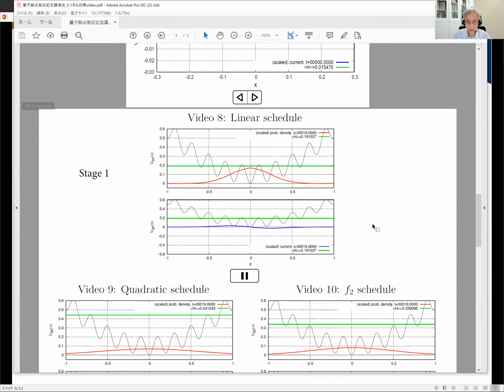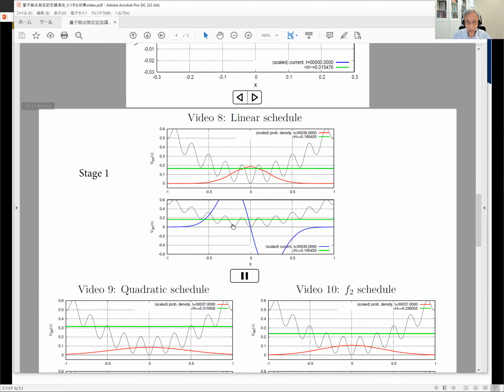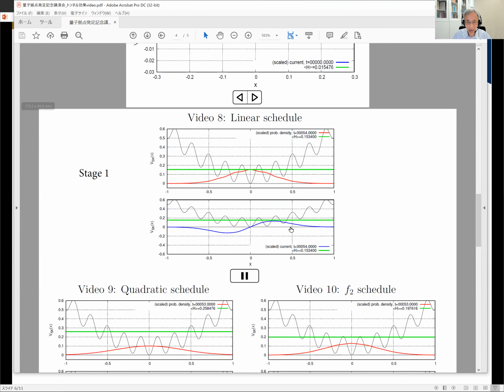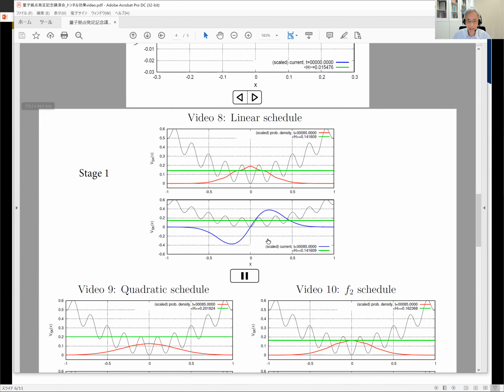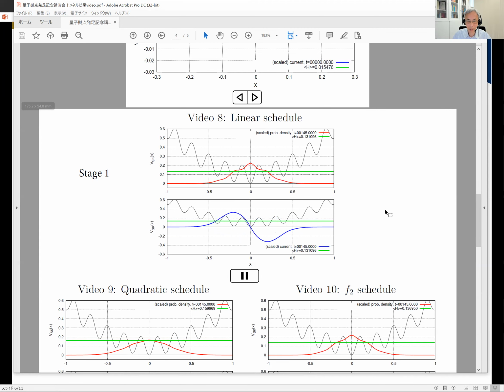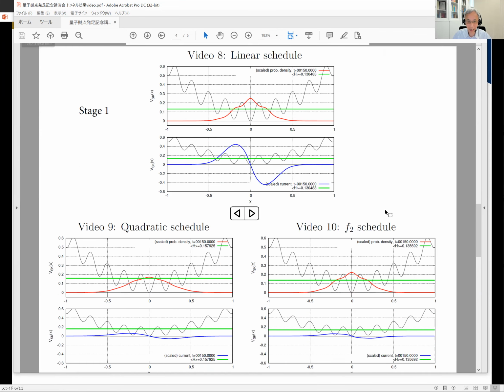As I said, for the linear schedule in stage 1, the probability current oscillates. The current becomes positive and negative, and the probability increases and decreases as a function of time, which is a very inefficient process for annealing.